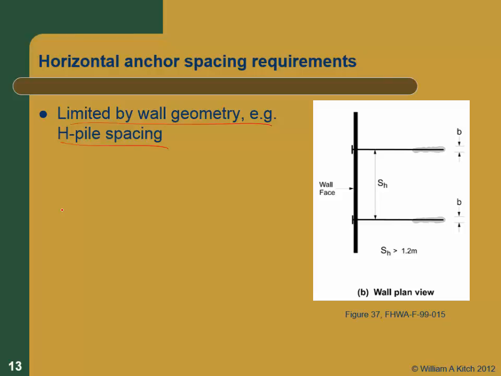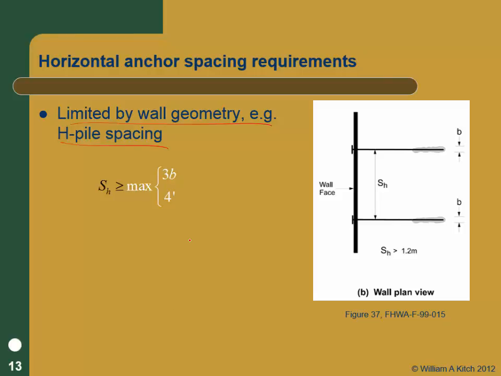Remember those photographs we looked at from the Gold Line extension? They actually put two anchors in between two H piles, so the spacing of those anchors is actually less than S. That particular excavation did not have a uniform spacing of anchors across it. It was also a fairly narrow excavation. But there's going to be some geometry of the wall that's going to control spacing.